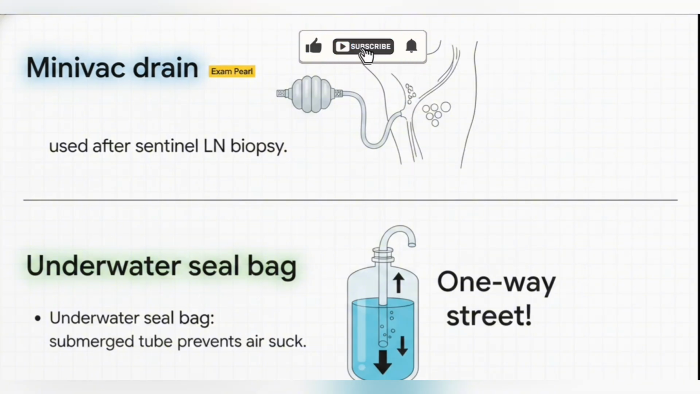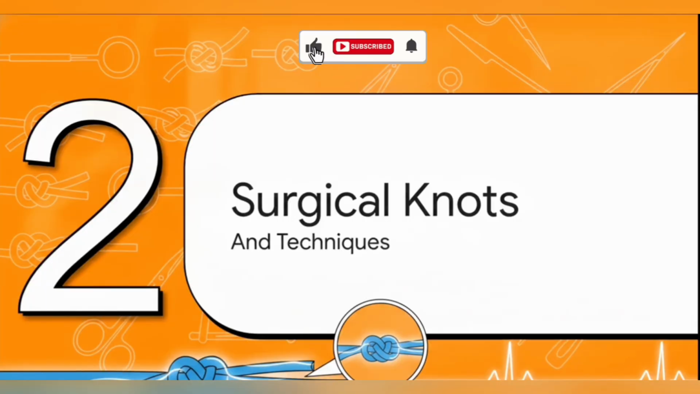And then think about the underwater seal bag used for chest tubes. The simple logic is this: the tube is submerged underwater so that air literally cannot be sucked backward into the chest cavity. It allows air to go out but not come back in. It's a one-way street. Moving right along to Section 2, surgical knots and techniques.